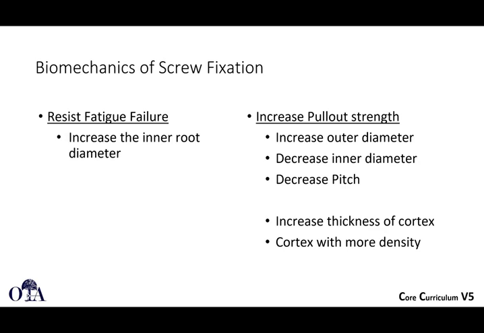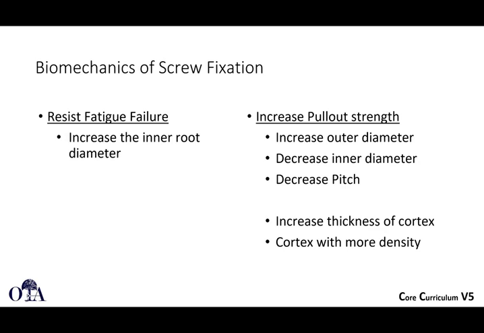To resist fatigue failure, what can we do with the screw? Well, we can increase the inner root diameter, and we know that strength scales with diameter to the fourth power. So if you increase the diameter by 1 millimeter, from 1 to 2 millimeters, and the strength increases to the fourth power, you'll actually have a 16 times increase in strength.